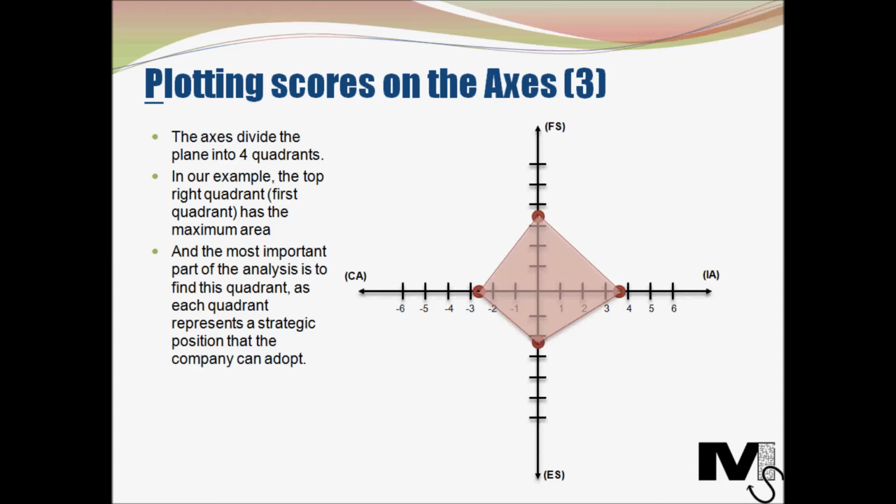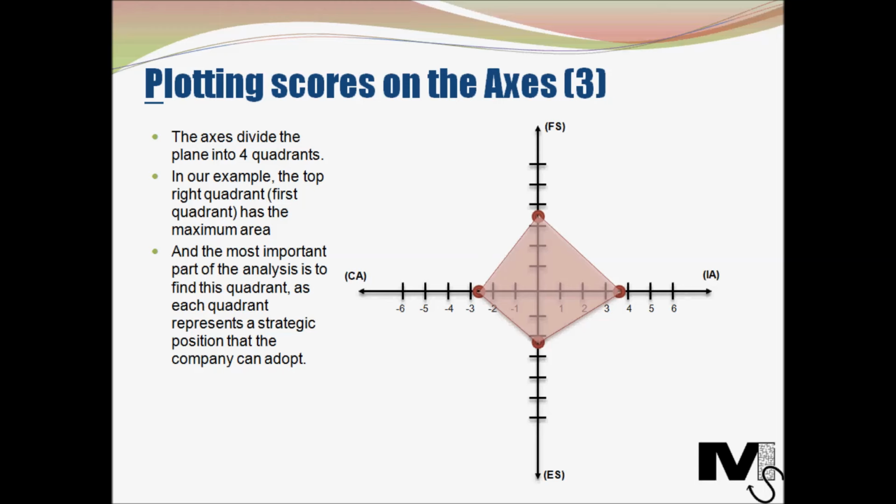Okay, and so for the example that we've considered, the top right quadrant, which is the first quadrant, has the maximum area for the quadrilateral that we have drawn. Now, the most important part of the whole analysis is to find this quadrant, that dominant quadrant, as each quadrant in the space matrix represents a strategic position that the company can adopt.